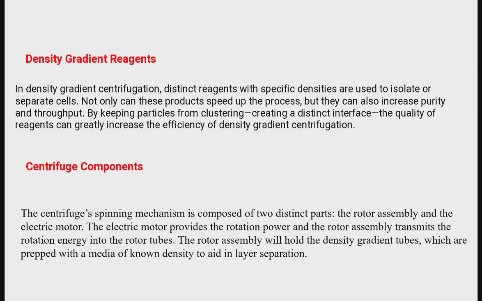Centrifuge components. The centrifuge spinning mechanism is composed of two distinct parts: the rotor assembly and the electric motor. The electric motor provides the rotation power, and the rotor assembly transmits the rotation energy into the rotor tube. The rotor assembly will hold the density gradient tubes, which are prepped with media of known density to aid in the layer separation. Reagents are used for the isolation as well as for the separation of particles.